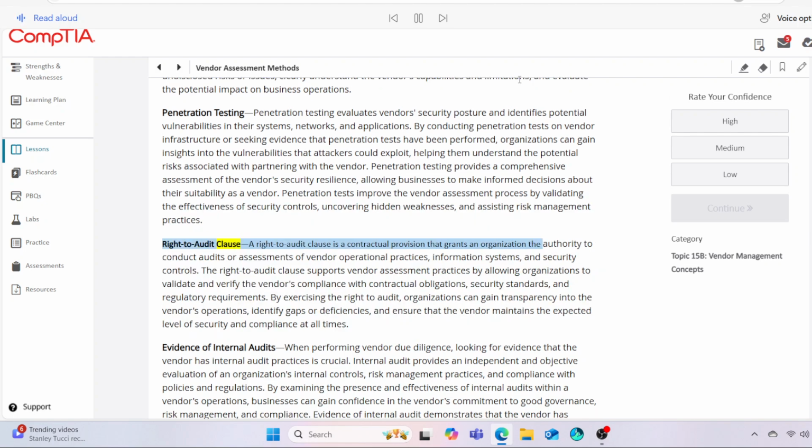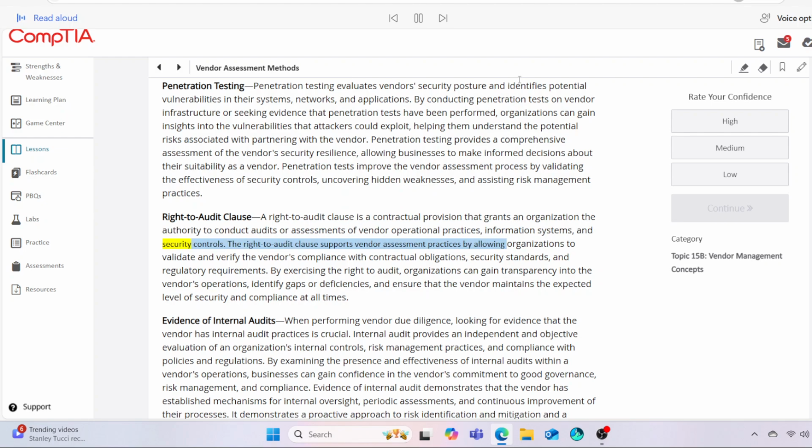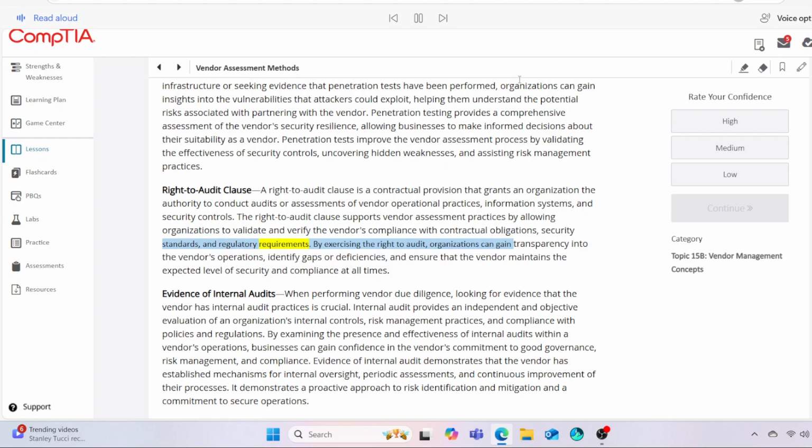Right to audit clause. A right to audit clause is a contractual provision that grants an organization the authority to conduct audits or assessments of vendor operational practices, information systems, and security controls. The right to audit clause supports vendor assessment practices by allowing organizations to validate and verify the vendor's compliance with contractual obligations, security standards, and regulatory requirements.